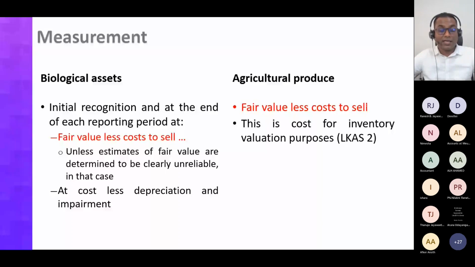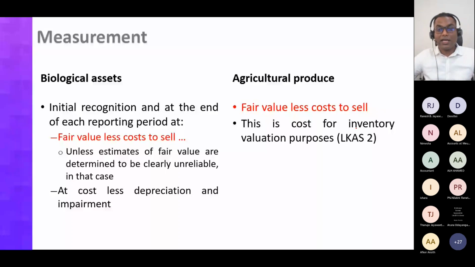You debit that to the agricultural produce, and where to credit? Credit profit and loss. You can't credit the cow, right? You have to credit that to the profit and loss statement. You need to recognize a profit immediately when you recognize the agricultural produce. Then this agricultural produce would become the inventory.